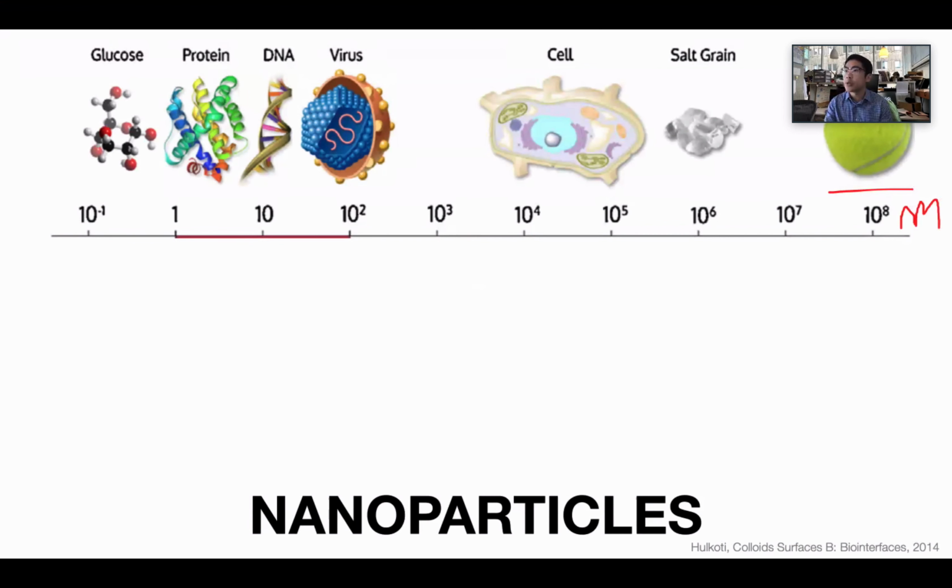And we can go all the way down to glucose, 10 to the negative 1, where we're on the scale of angstroms, right? And at that scale, we're looking at atoms. Over here, we've got protein, DNA, and viruses, and these are on the order of 1 to 100 nanometers, right? And these are exactly what nanoparticles are, right? They lie on this scale between 1 and 100.